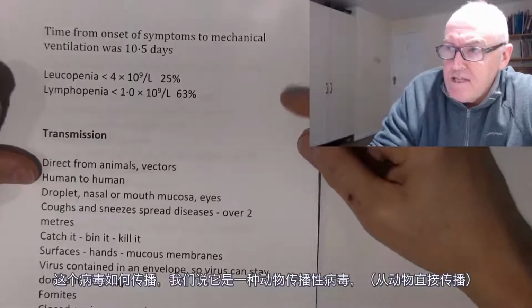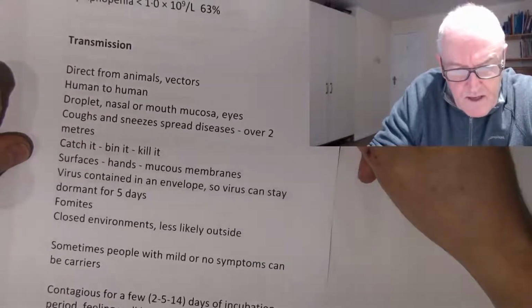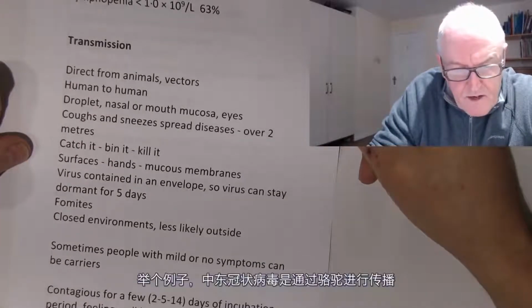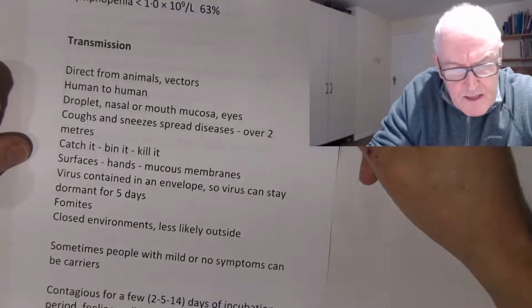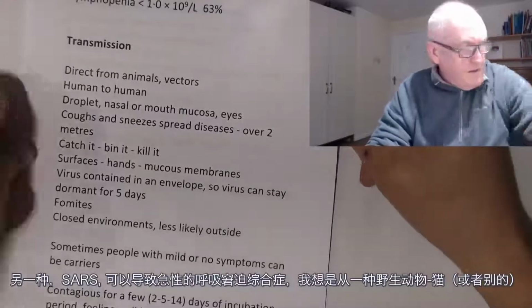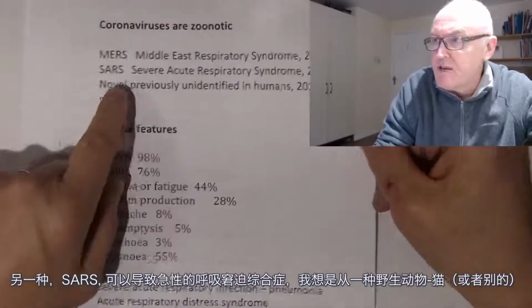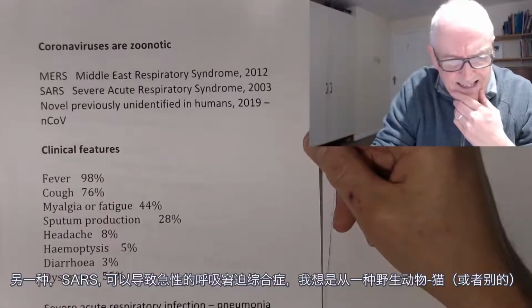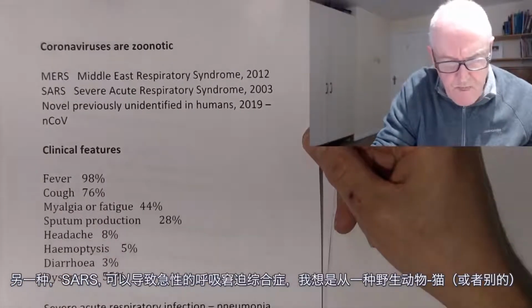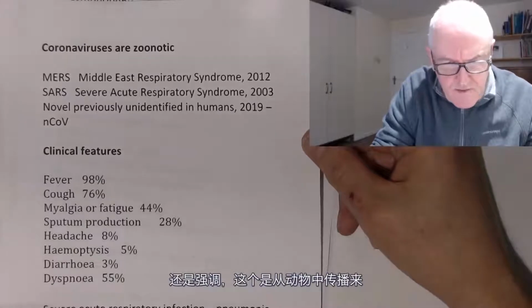Now, how is this transmitted? Well, we've said it's a zoonosis. It's direct from animals. So, for example, the Middle Eastern one came from camels. The other one, this one, the SARS, the severe acute respiratory infection, that came from a type of wild cat, I think it was. It was some sort of wild carnivore, anyway. So again, these are coming from the wild.